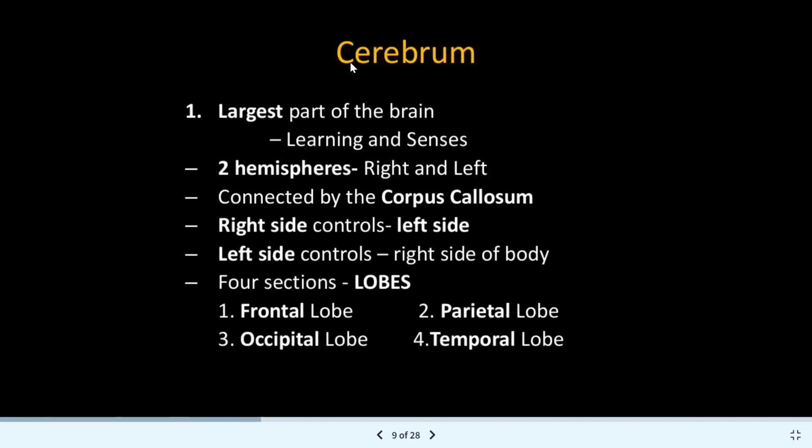Cerebrum, if you talk about the cerebrum, this is the largest part of the brain, and learning and senses are associated with this part. Okay. It has two hemispheres, right and left. Two hemispheres means it is divided: one hemisphere is the right position, while the other is in the left position. Okay. Connected by corpus callosum, okay. So this cerebrum is connected by corpus callosum, okay. The right side controls the left side and the left controls the right side of the body, okay. So it is a very important point. Four sections, means four lobes appear in this: frontal, parietal, occipital, as well as temporal lobe, okay. So it is part of the cerebrum.